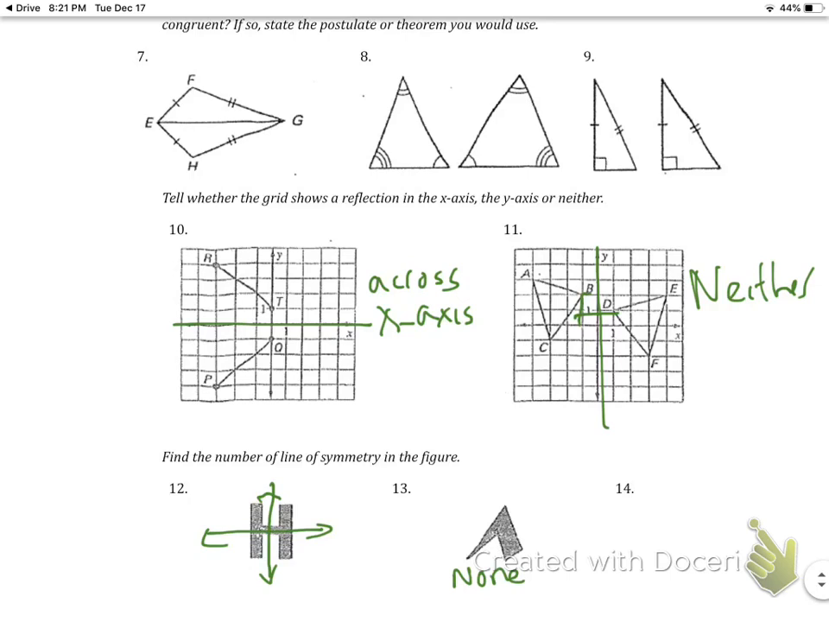So this has none. And the third one's not there, but it was originally supposed to be a heart. It's not a very good heart, but imagine it was the same on both sides. So the axis of symmetry would be coming straight down that middle, and so you'd have 1. So here we have 2. Here we have 0. And here we have 1.